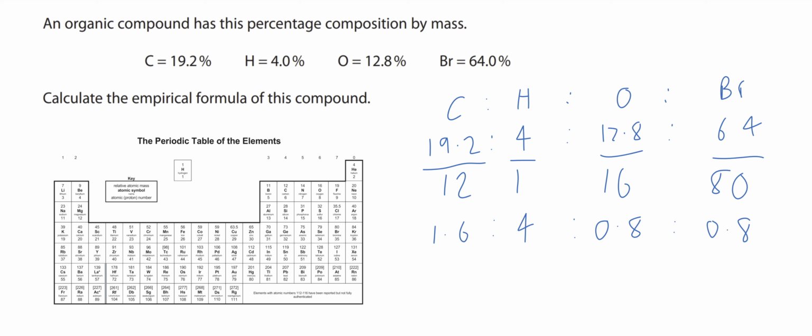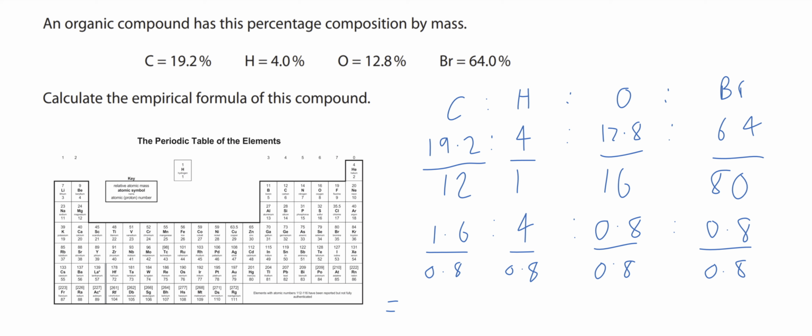So you get over that problem by finding the smallest number out of the results you have here, and the smallest number is 0.8. So you divide all of these figures by the smallest number. So 1.6 over 0.8, 4 over 0.8, 0.8 over 0.8, and then 0.8 over 0.8, and then calculate these. Again, you can use the calculator.